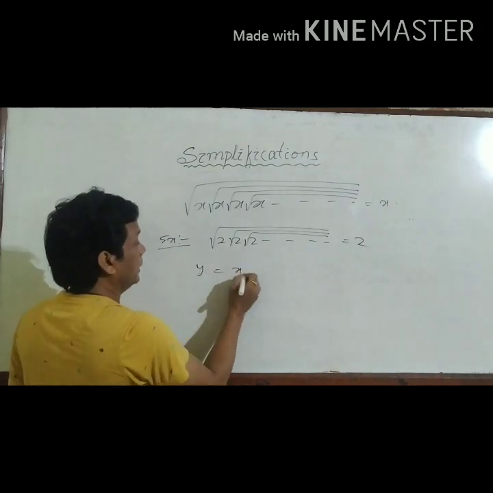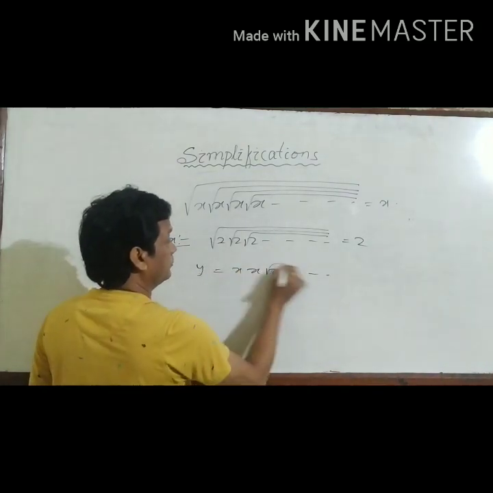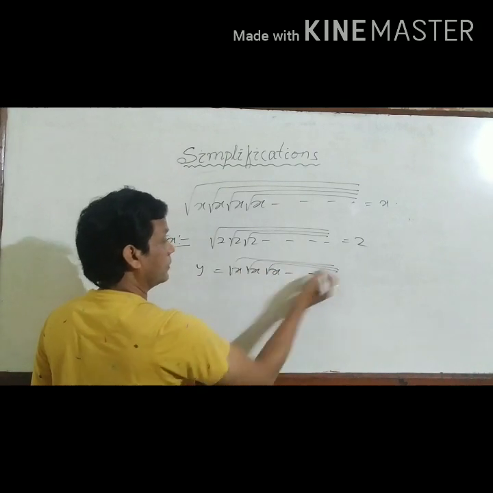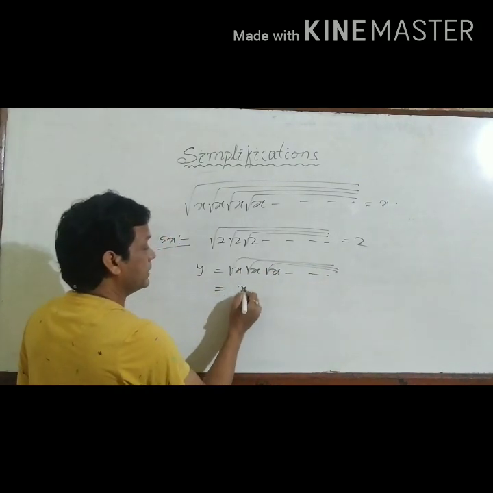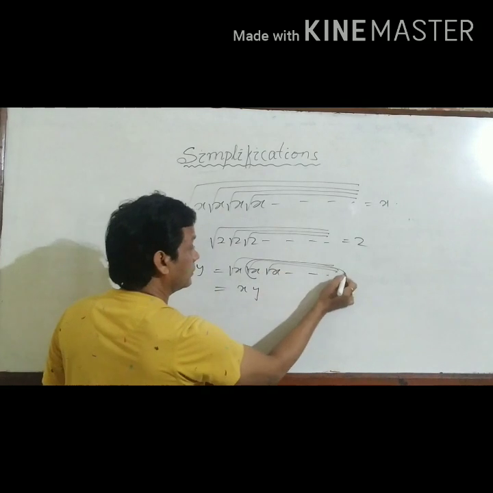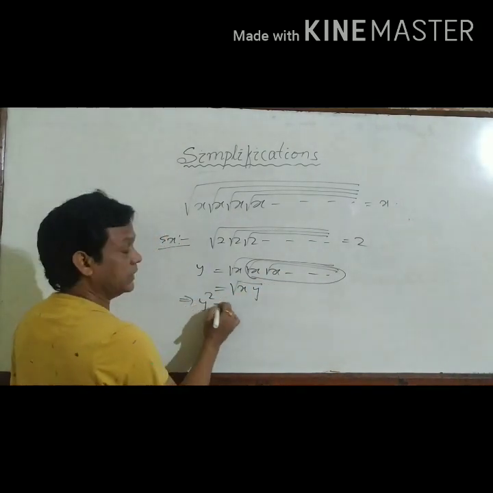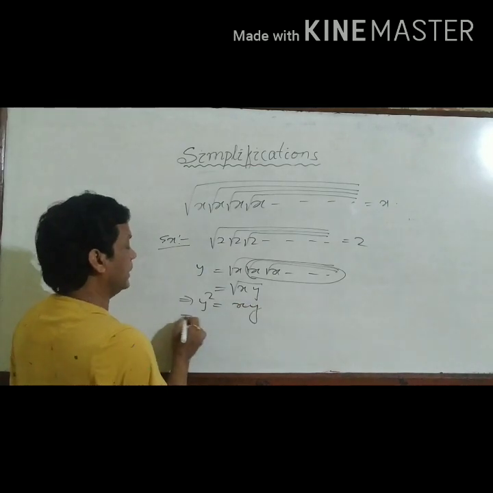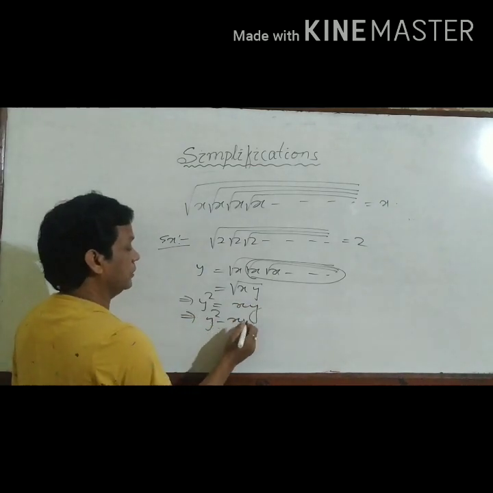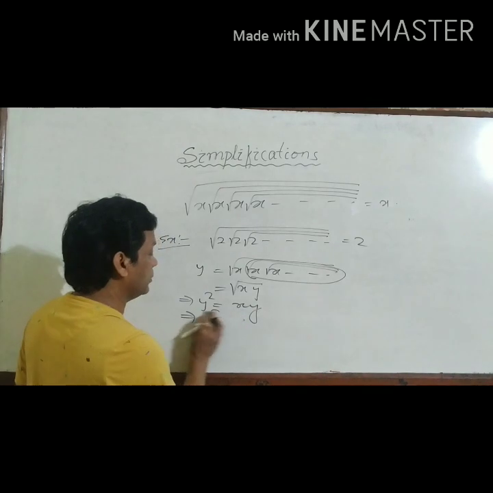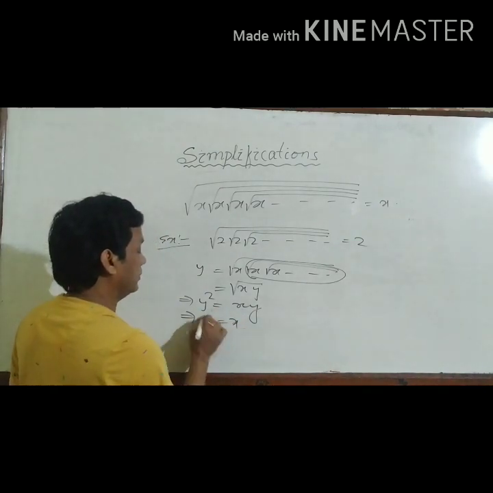y is equal to root of x into x into x and so on. So I can write y equal to root of x into y, since this term is y, and root over of this one. So squaring, y square is equal to x into y. So take to one side y square minus xy, or cancel out y because y is non-zero. So cancel out y from both the sides. So y is equal to x. So this is the answer.